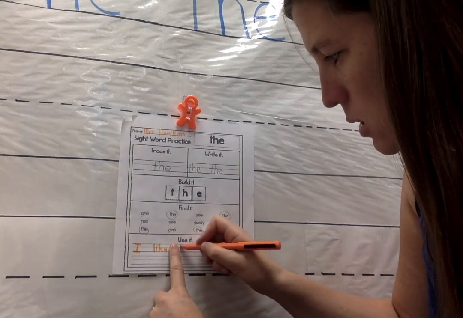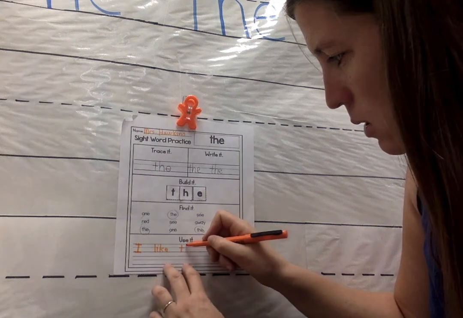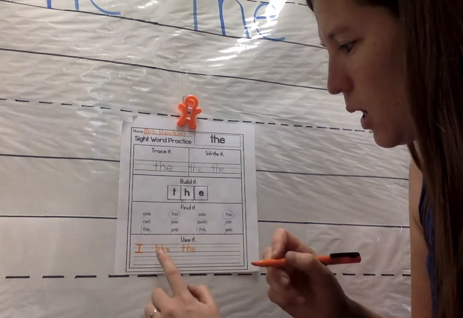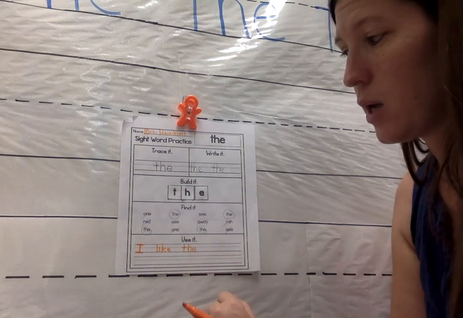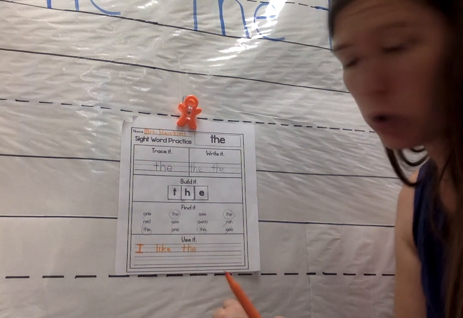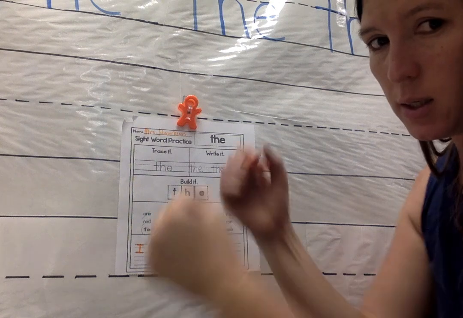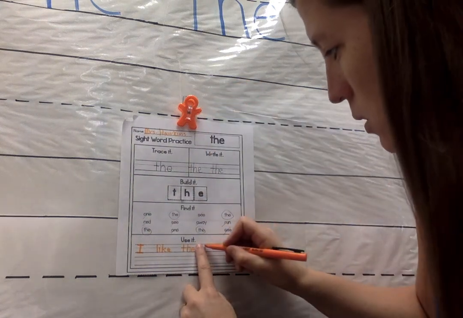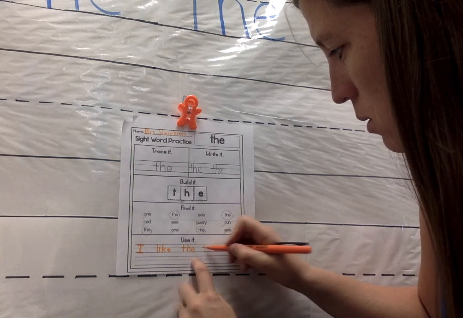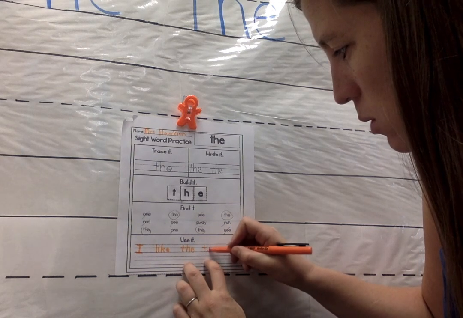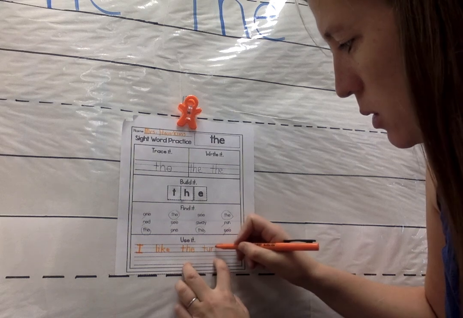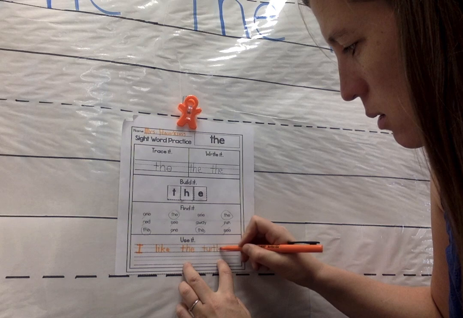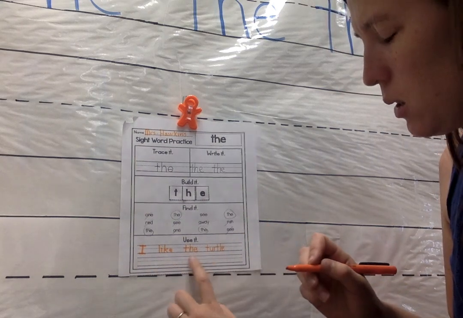Spell it with me. T-H-E. The. I like the. Now you're going to write turtle today. Turtle. T-t. What says t-t? T. Turtle. T. U. R. T. T. O. L. E. I like the turtle.